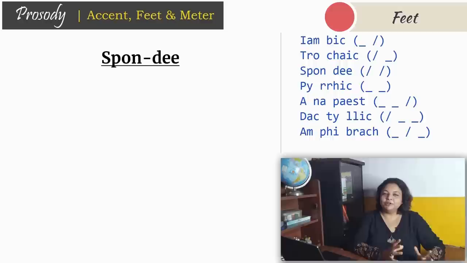Spondy. If you look at the word, you want to put stress on both the syllables. Both are very strong syllables. I had earlier told you that a foot can have only one accented syllable. This is a real exception. It occurs rarely. You don't write a poem using all the feet in spondy.